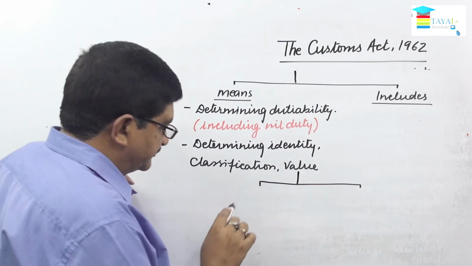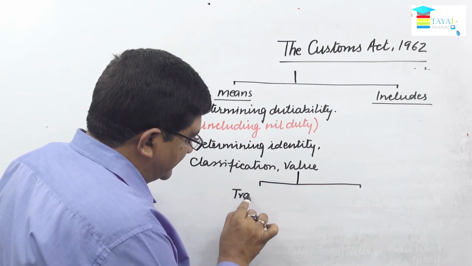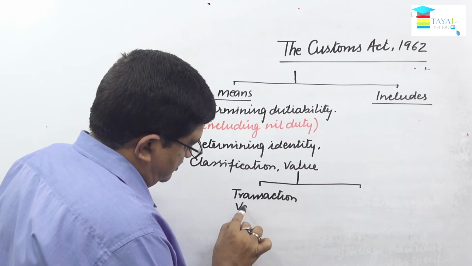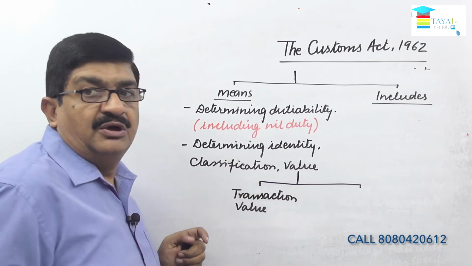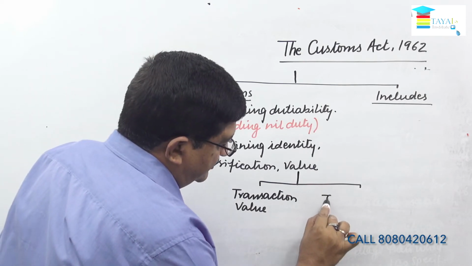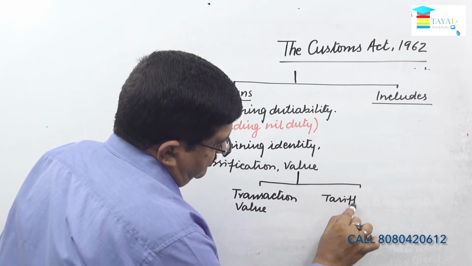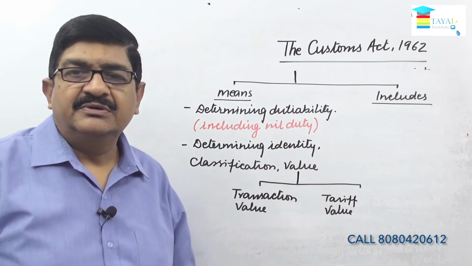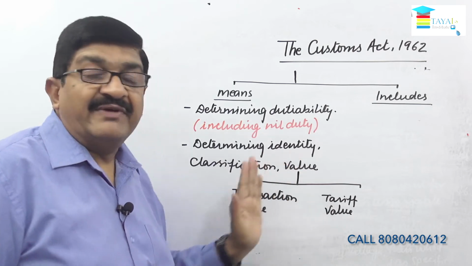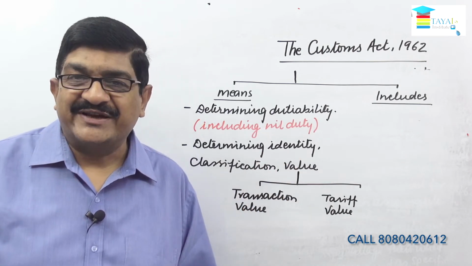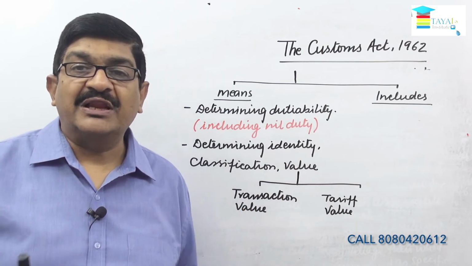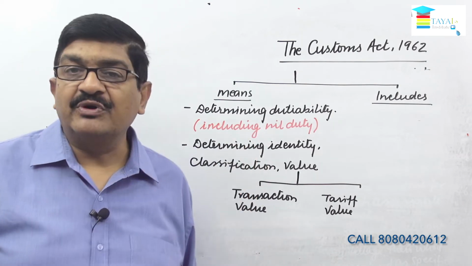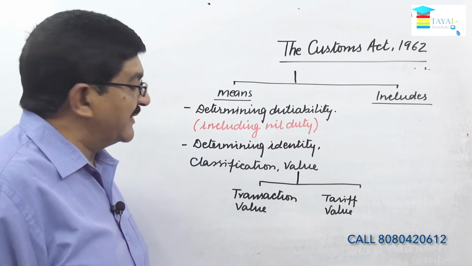This can be transaction value, or this can be tariff value. Both the values are covered under section 14 of the Customs Act. When we come to the chapter of valuation, I'll explain in detail what is the transaction value and what is tariff value, but here I am just giving you a reference. Two types of values are possible.